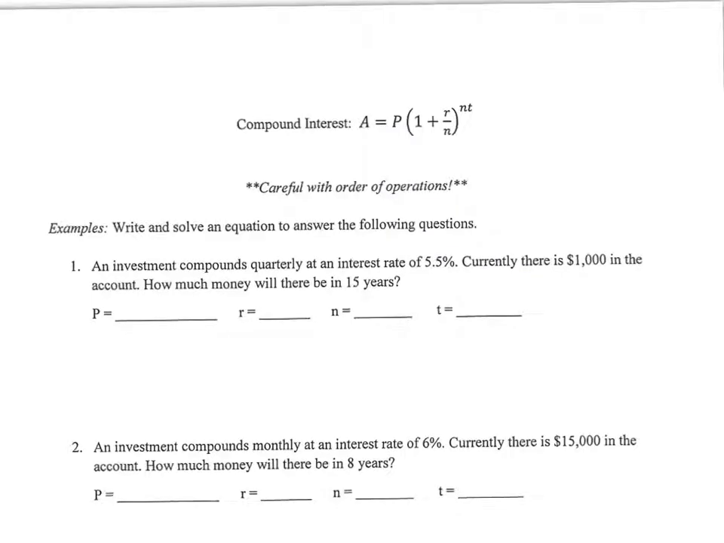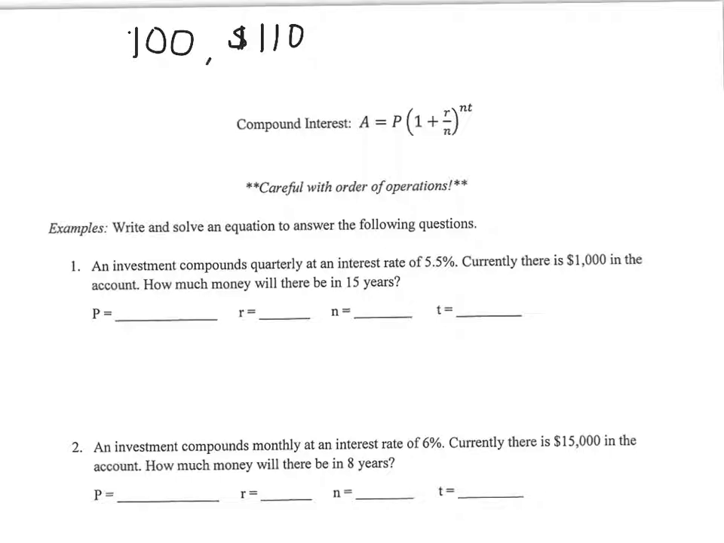Another application of exponential growth and decay is compound interest. Compound interest means it's interest on interest. So if you have $100 one year and you make 10% on your investment, the next year you're going to have $110. Then if you make 10% on that investment, you take 10% of $110 and you get $11.